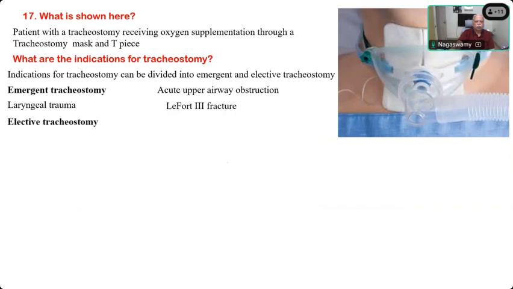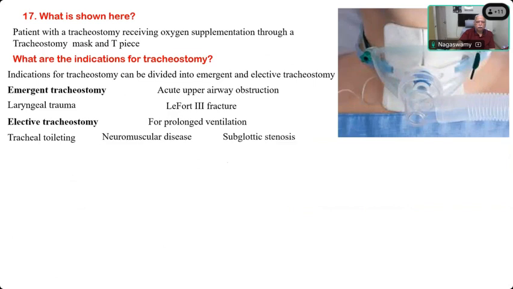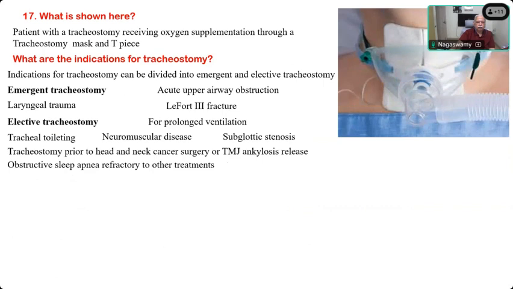Okay. Elective tracheostomy. Reasons are patient head and neck surgeries, for prolonged ventilation in the prolonged ICU ventilation, tracheal toileting, neuromuscular diseases with the patient having poor muscle power, epiglottic stenosis, tracheostomy prior to head and neck cancer surgery or TM joint ankylosis release. So these are all some of the things. Obstructive sleep apnea refractory to other treatments also sometimes require a permanent tracheostomy.